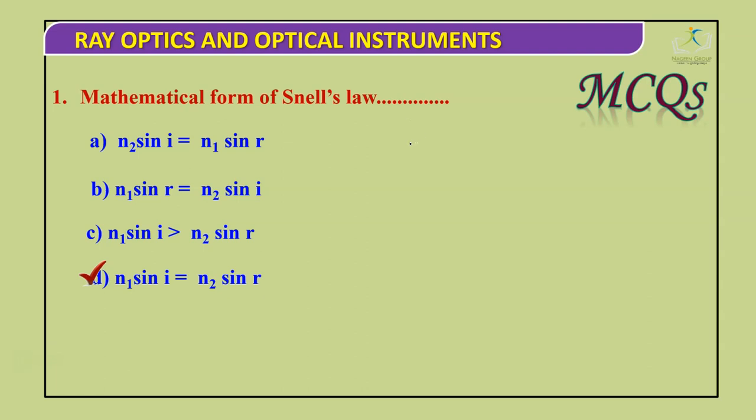Students, for more elaboration, I hope you remember that sine i by sine r is equal to n. And what is n? n2 by n1. So from here we can write: n1 sine i is equal to n2 sine r.